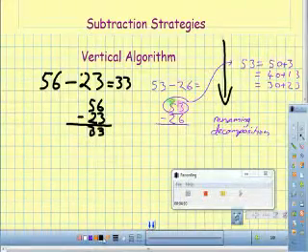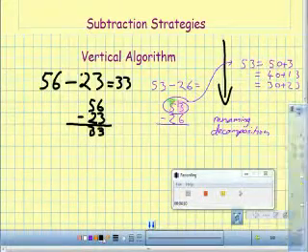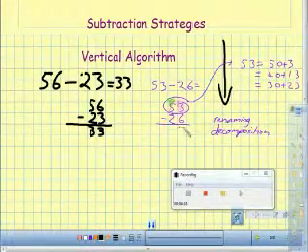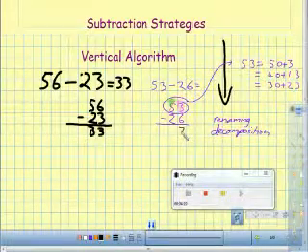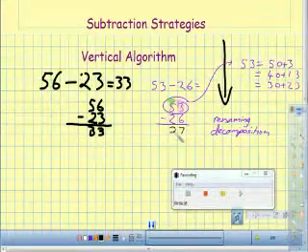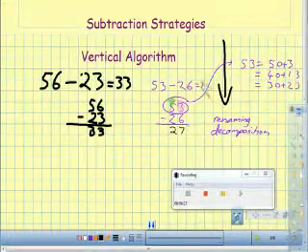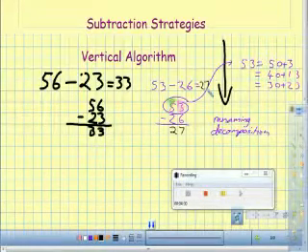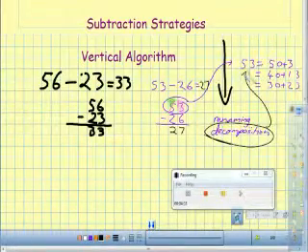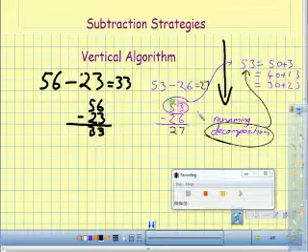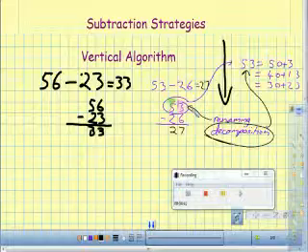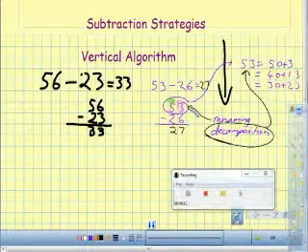Only now what I've got going on here is 13 take away 6. And 13 take away 6 gives me 7. And over here I've got 4 take away 2, and that gives me 27. And that is my answer. So by learning how to decompose this number here, I was able to rename here to perform my vertical algorithm. So just take a moment to think about that, and I'll do another example.